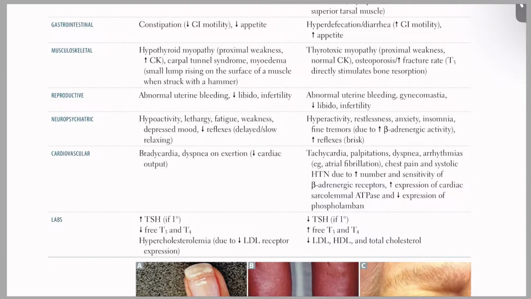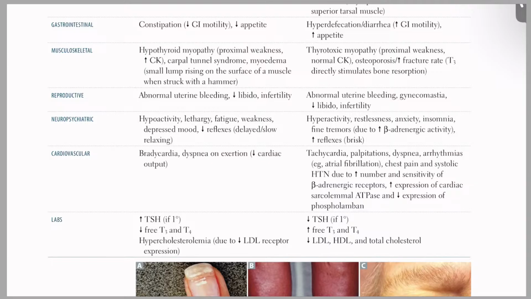Neuropsychiatric. Hypoactivity, lethargy, fatigue, weakness, depressed mood, decreased reflexes, delayed or slow relaxation. Okay, this is for hypo. In hypo, everything becomes low. Hypoactivity, lethargy, fatigue, weakness, depressed mood, decreased reflexes.